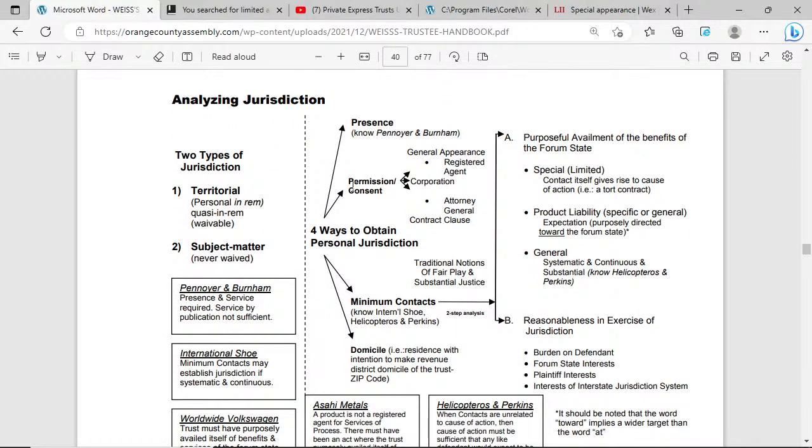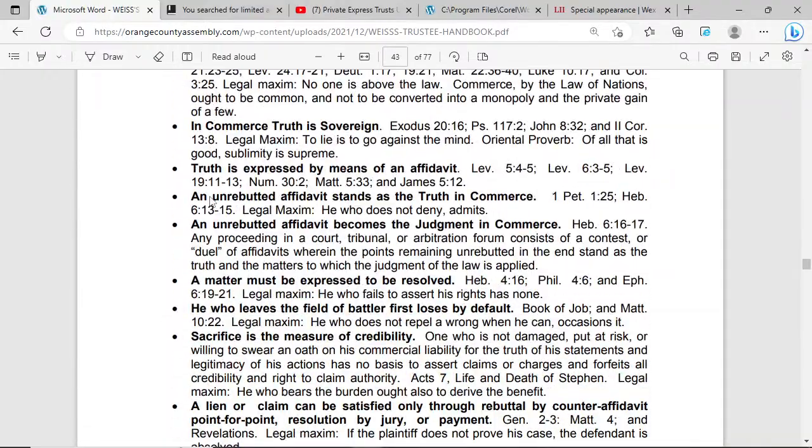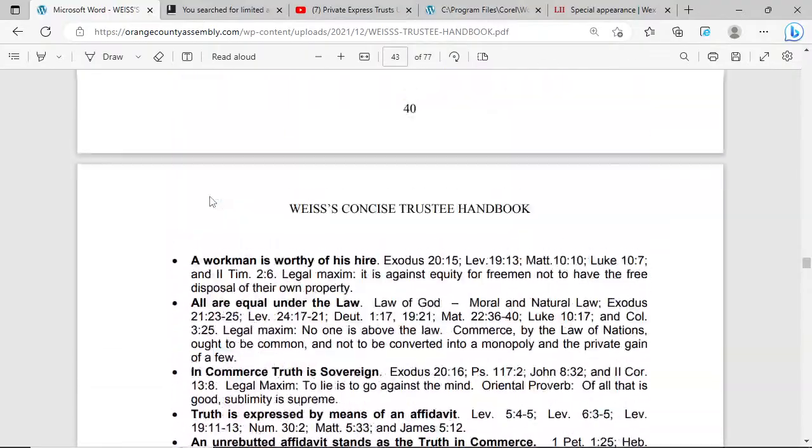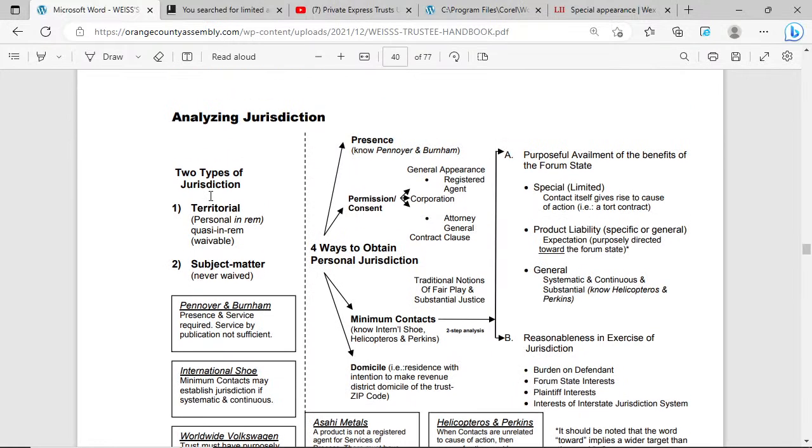So, you have this complicated graph. It kind of breaks it down a little bit. Let me see how much more we have left of this. These are maxims of law. We'll probably get to that tonight. Maybe. We might not, but two types of jurisdiction, territorial and then subject matter jurisdiction, personal jurisdiction, subject matter jurisdiction. This can never be waived. Never.